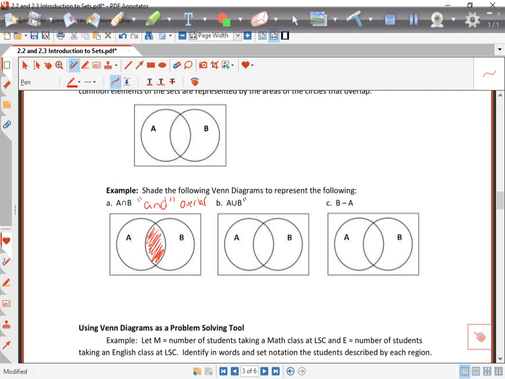For A union B, the word is or. It's A or B, and here's where we put the sets together. So it'll be all of A and all of B. And the last one, the set difference: you take all of set B and take away what's in set A. So all of set B would just be the entire circle. We take away what's in set A, and it ends up being right here.